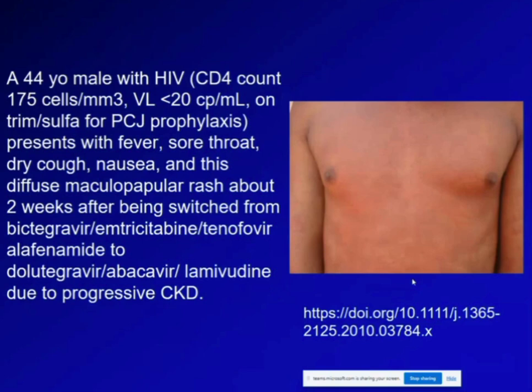44-year-old male with HIV, CD4 175, viral load less than 20. Taking Bactrim for pneumocystis prophylaxis. Presents with fever, sore throat, dry cough, nausea, diffuse maculopapular rash. Two weeks after being switched from bictegravir, emtricitabine, tenofovir alafenamide to dolutegravir, abacavir, lamivudine due to his aggressive CKD.